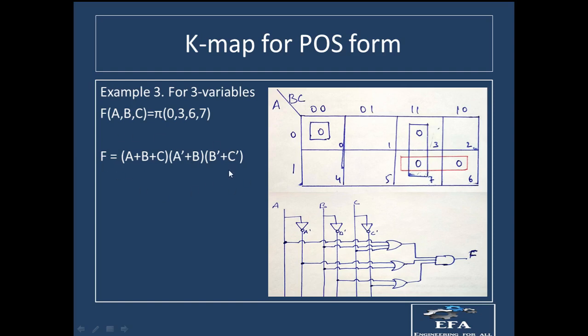So if we want to make the circuit out of it, we have to have 3 NOT gates. That is, for A we need a NOT gate, for B also, and for C also we need a NOT gate. After that we need 3 OR gates, and one AND gate is required for all these products. So we can see, first of all, A, B and C are coming from these lines. So here we are taking the NOT gates. So this is A complement, B complement, C complement.